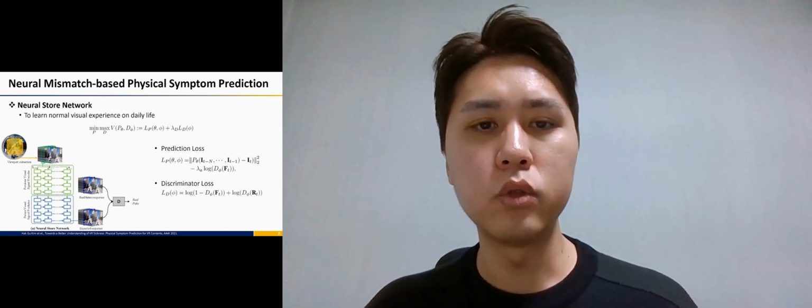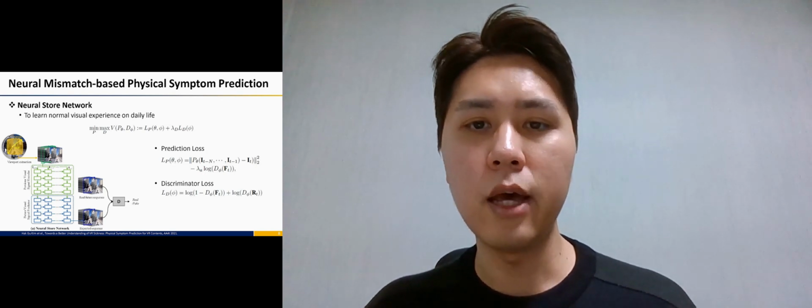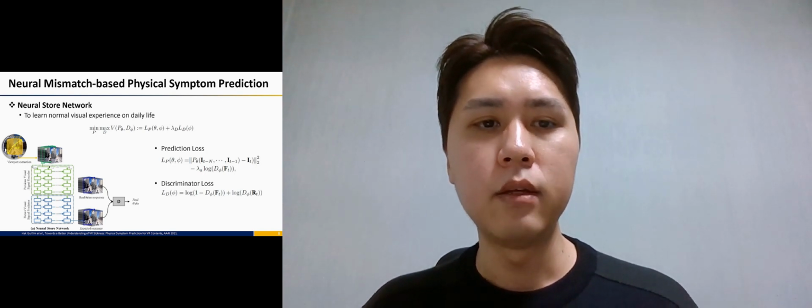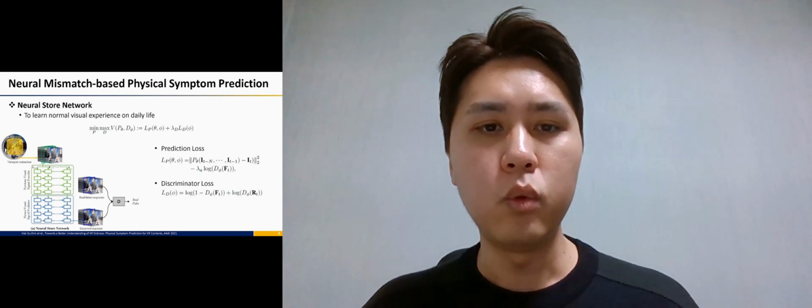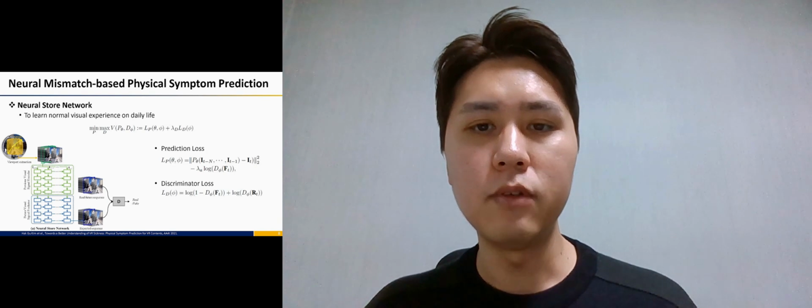To teach the neural store network the general experience of people, we use normal videos without acceleration, rapid rotation change, and shaking, etc. And as the input frames of the neural store network, we use the pleasantly looking normal field of view segments.